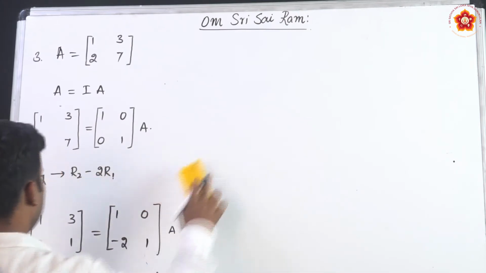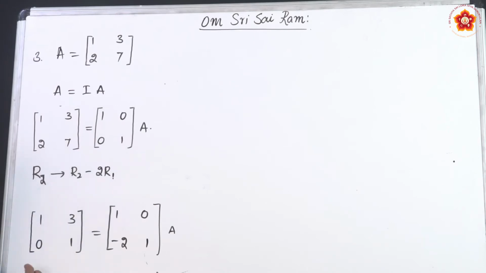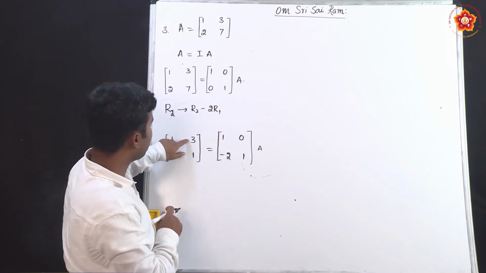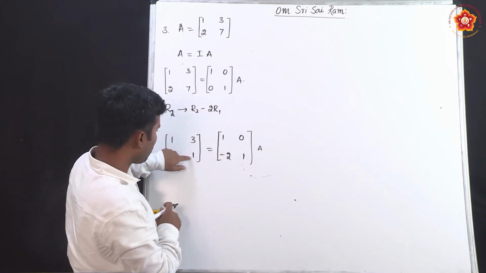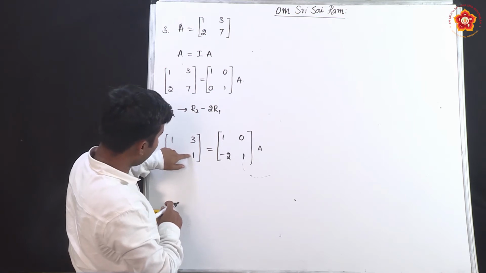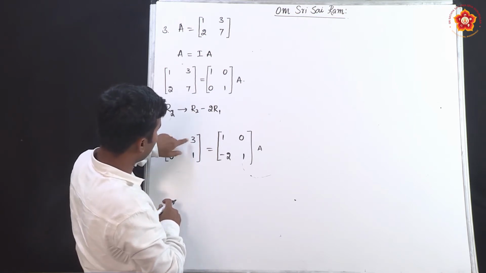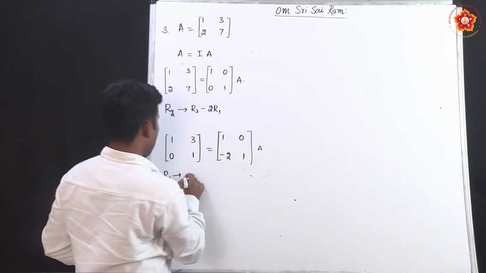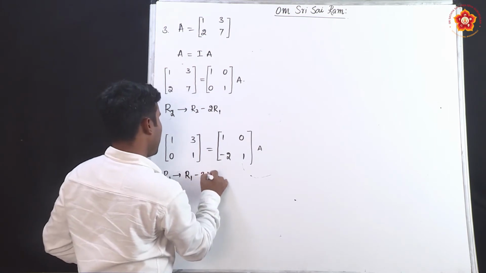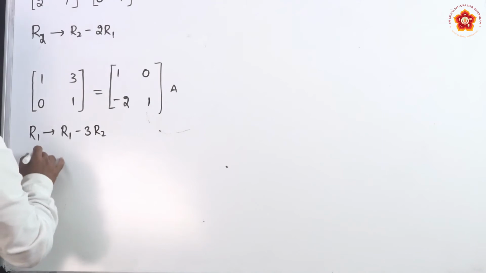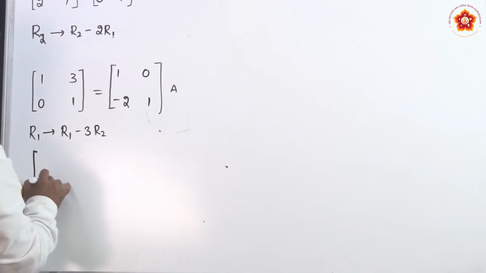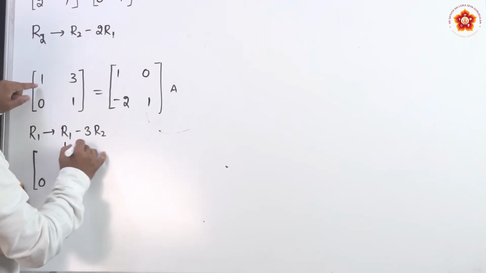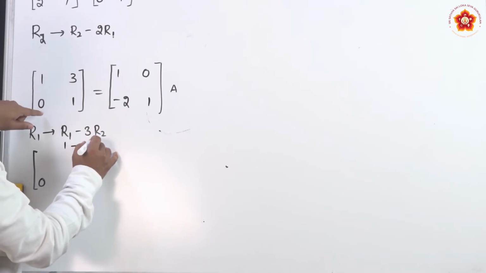Now, coming to R1. Now, I want to make this element 0. So, if you want to make this element 0, look at the corresponding element here. So, what is the corresponding element of 3, which is 1. So, I have to multiply 3 for this, and I can subtract from this, so that I will get 0 here. So, what is that? R1 is R1 minus 3 times of R2. Okay. So, what about this? See, I am not applying for R2 which remains as it is, and what is R1? R1 is 1 minus 3 times of R2.